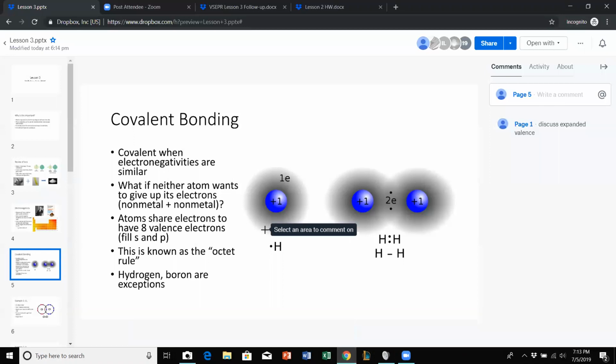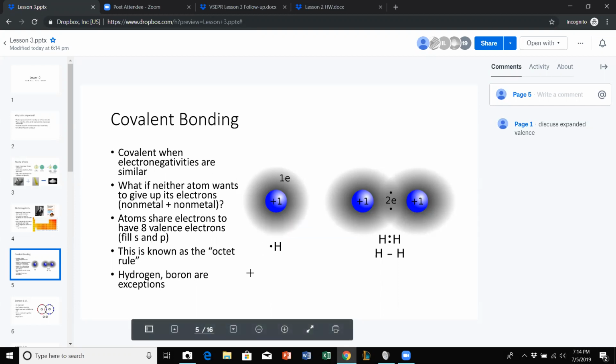Okay, so why 8 valence electrons? Because you want to fill the s orbitals and the p orbitals. Remember that an s orbital can fit 2 electrons, and the three different p orbitals each hold 2 electrons. So in total we get 6 electrons from the p orbitals. This gives us a grand total of 8 valence electrons.